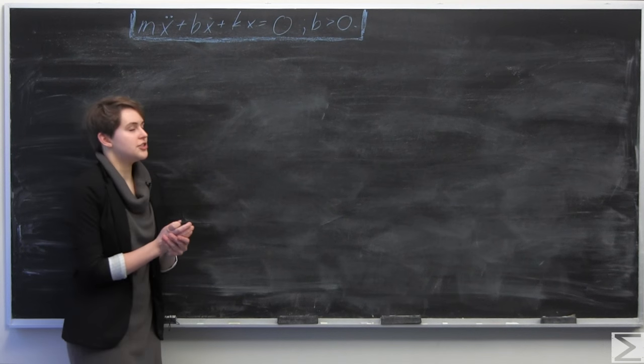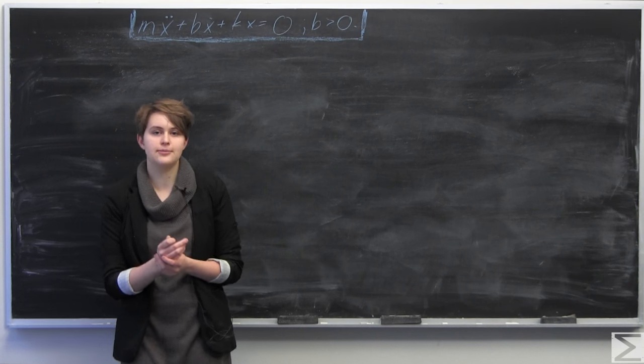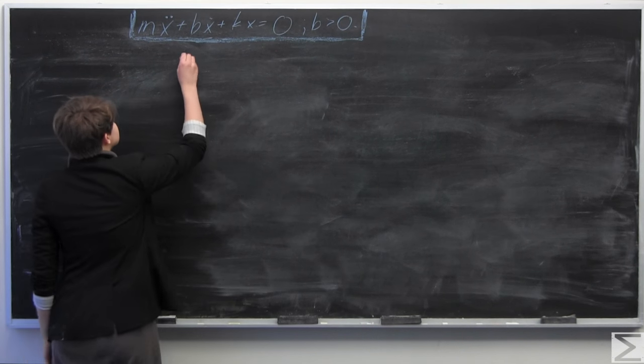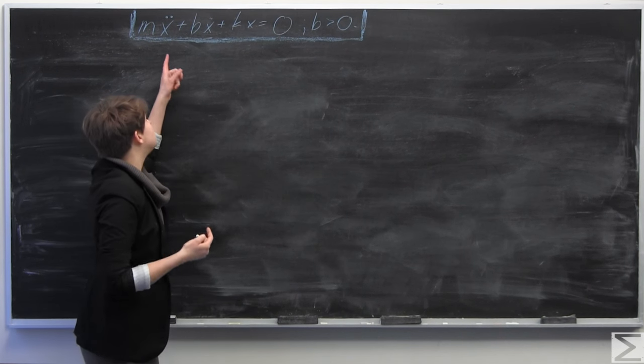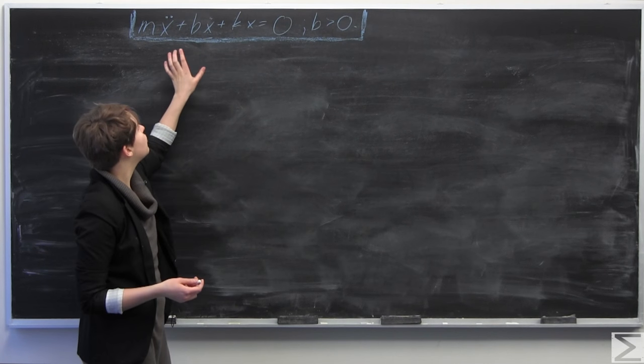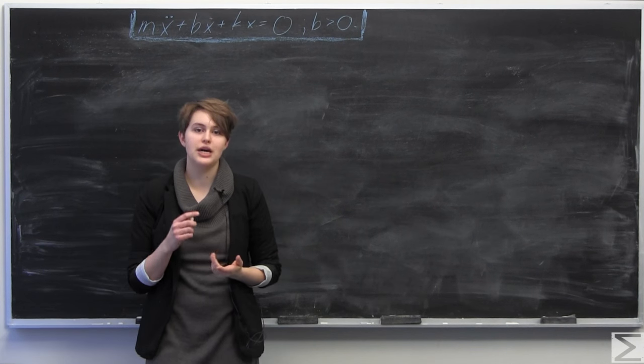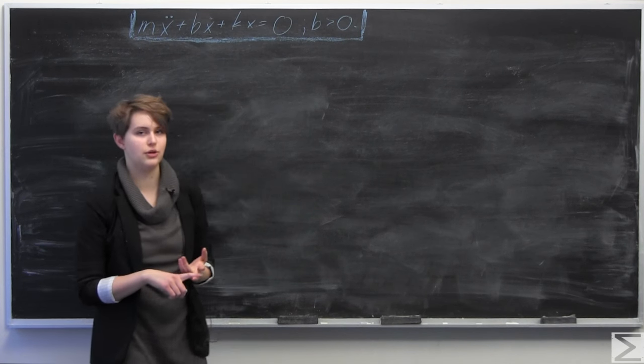Okay. So when we're approaching this system, the first thing we're going to do is perform what's called the change of variables. Our goal before I do the change of variables is to see we have one second order differential equation, and we want to turn this into a system of two first order differential equations.